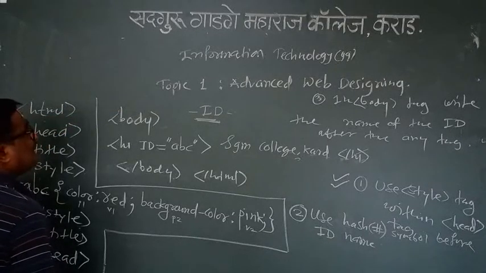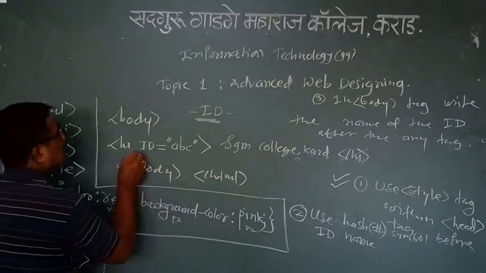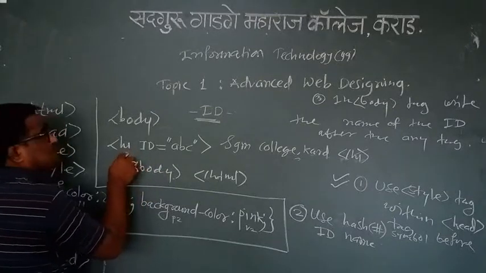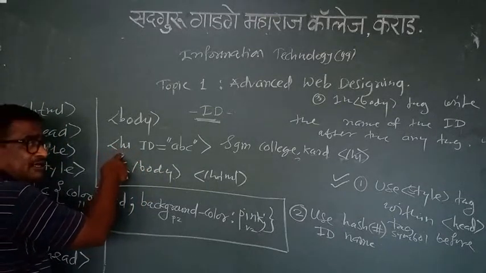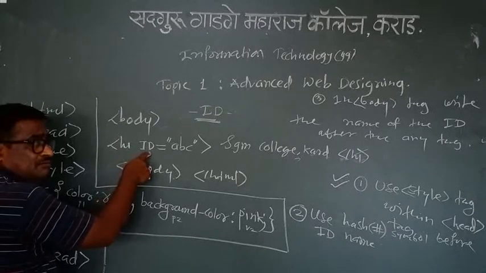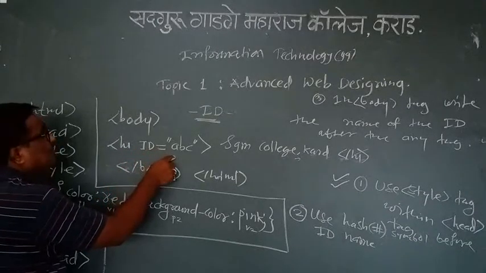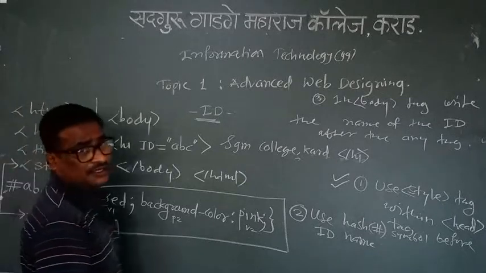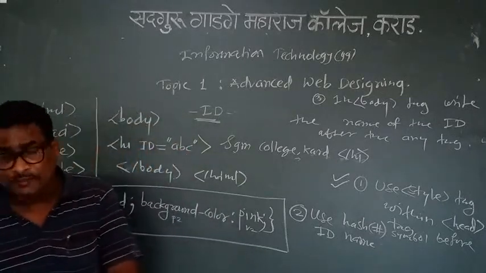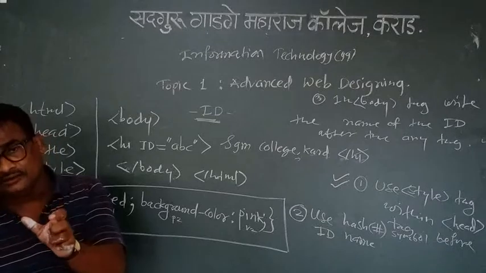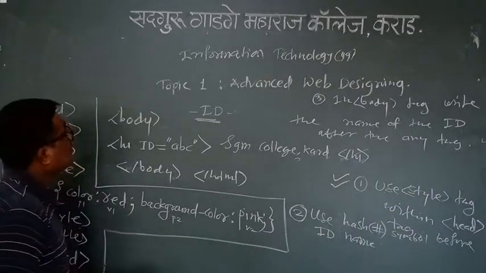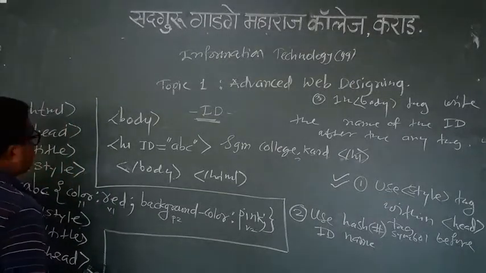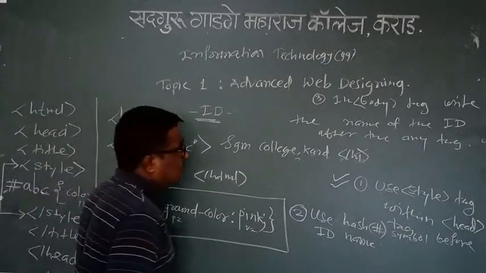This style is applied on particular text. Here write any tag, name of the tag, and after that tag name, ID and name of the ID, which is enclosed in double quotation mark. That is the ID. ID is used to apply on single text. Okay, that is the first selector.